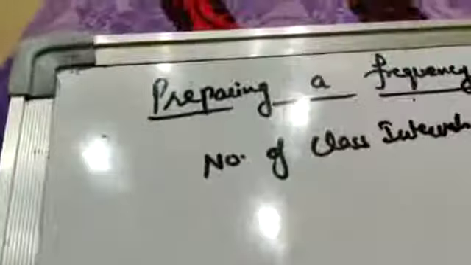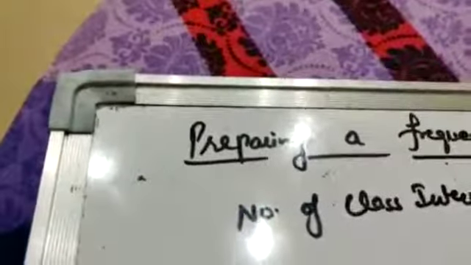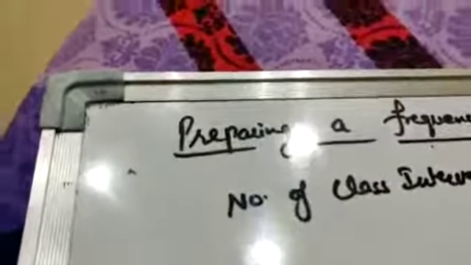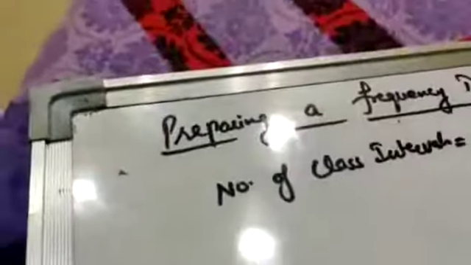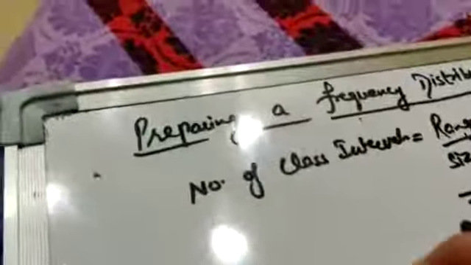Now what is the range of scores here? We have calculated the range of scores as 72 minus 4, that is 68. So it is 68 divided by the size of class interval. Suppose we decide that the size of the interval will be 5.